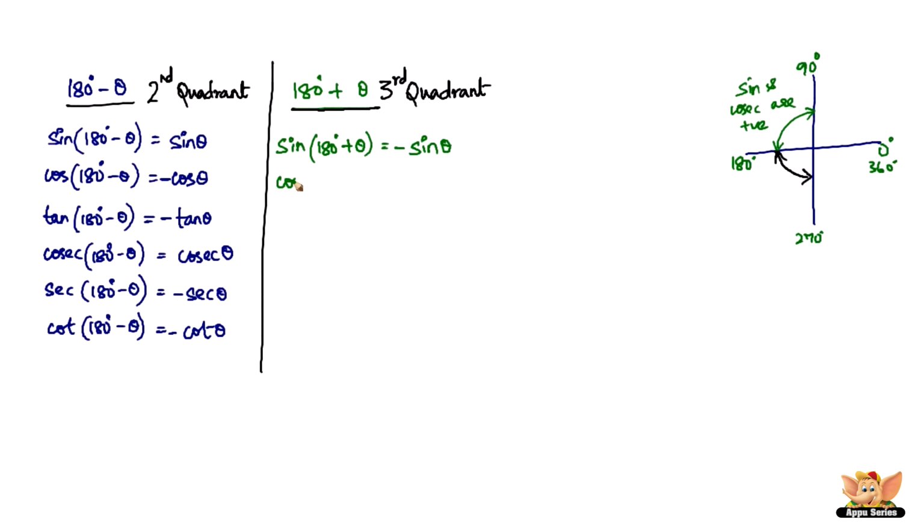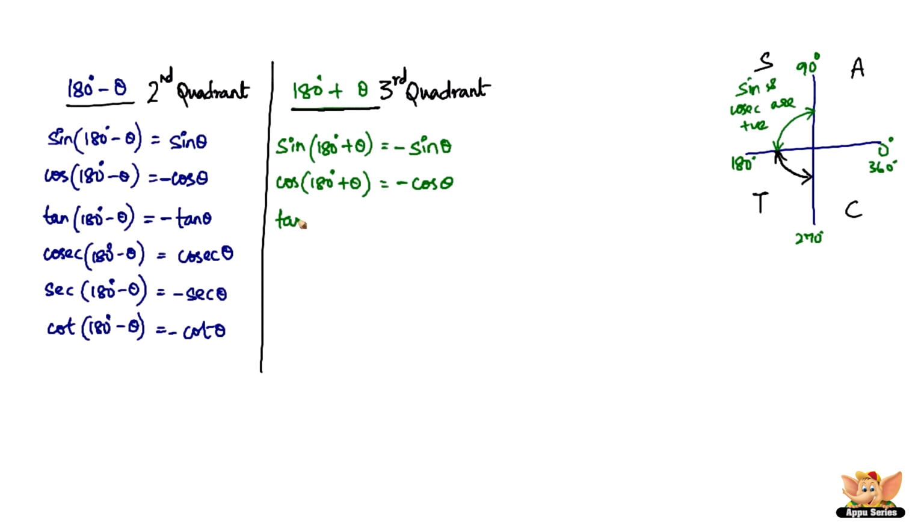And what about the cos? Cos of 180 degrees plus theta is going to be, now cos is positive in the fourth quadrant, ASTC. All are positive, sine and cosecant are positive, tan and cot are positive, cos and secant are positive. So therefore, this is also going to be negative cos theta. The 180 keeps the cos as cos, but the third quadrant makes it negative.